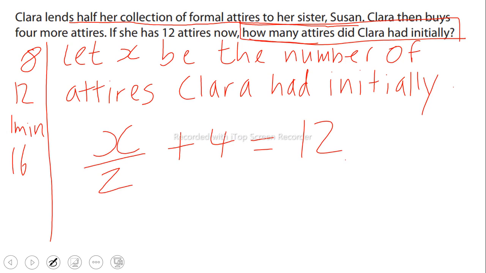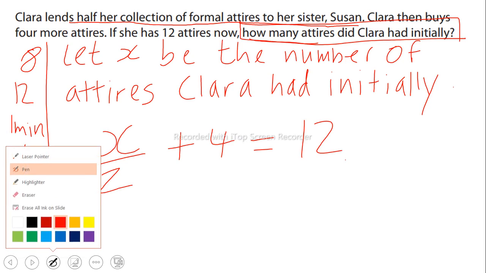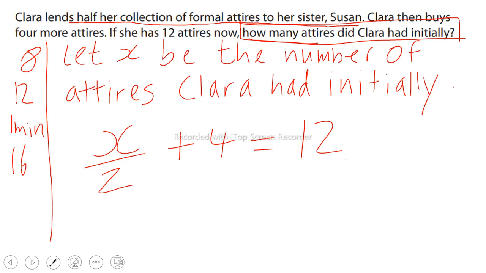You want me to explain the equation again? So, how much did she give to her sister? A half. How much did she have initially though? She had X initially, right? Then she gave half to her sister, so she should still have half left. And then she bought 4 more.